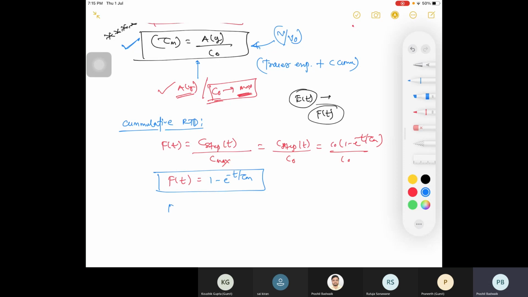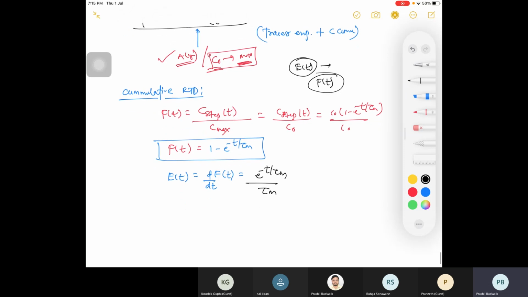And then E(t) is d by dt of F(t). What is your E(t) then? (e raised to power minus t by tau) divided by tau m. Are you getting similarities in CSTR, E(t) and F(t)? Yes, sir. Pulse also, right? We got the same.